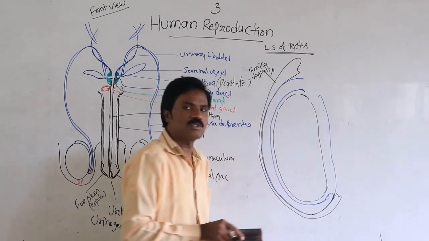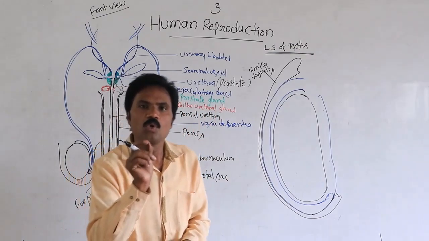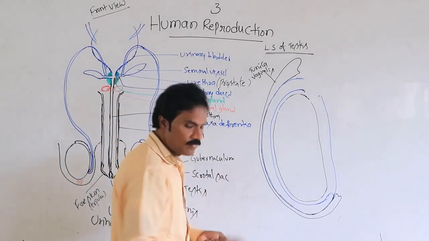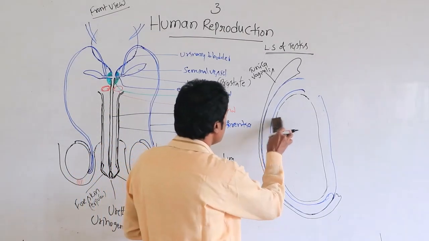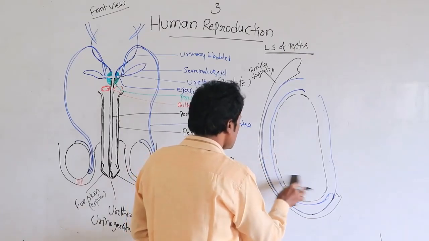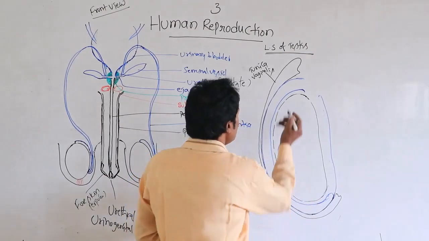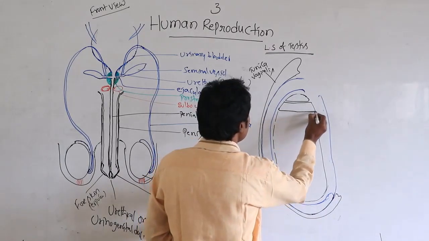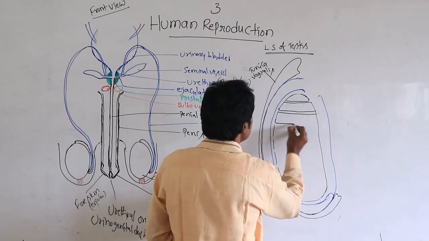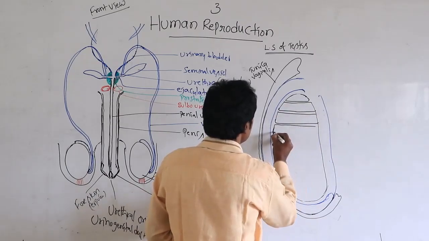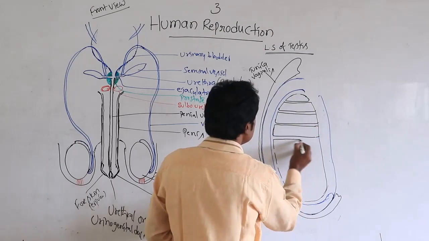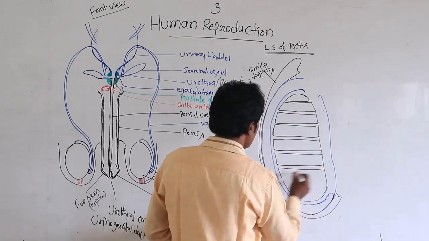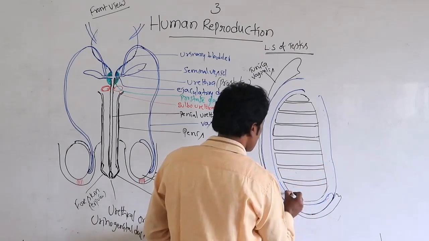Each and every testis has 250 lobules. What do we call those lobules? Testicular lobules. 250 lobules are present. Each and every testis has testicular lobules. So these represent testicular lobules, averagely 250.